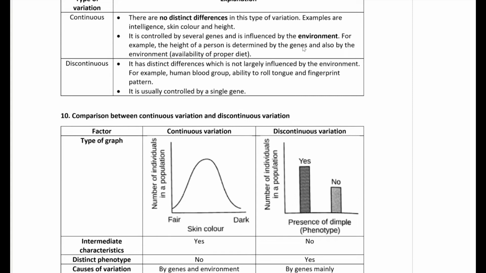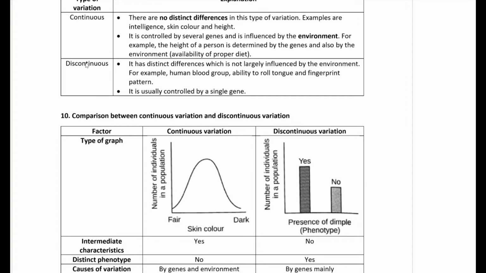Okay, discontinuous is very, very distinctive. So you have it or you do not have it. So blood type, presence of dimple, okay, maybe for IQ, intelligence will all fall under continuous variation. No distinct differences. These are controlled by several genes influenced by the environment. So a person can have genes for height, but if he or she is not nourished at a young age or does not do a lot of impact sports, that can also impact the height growth.